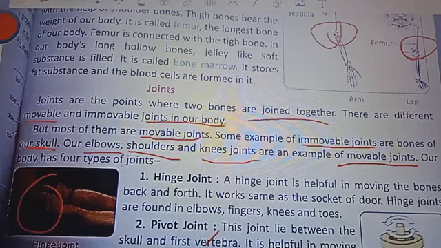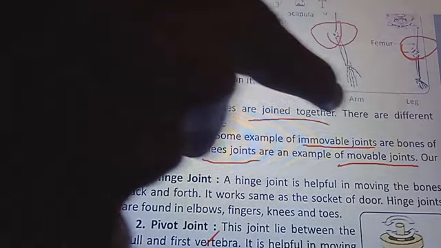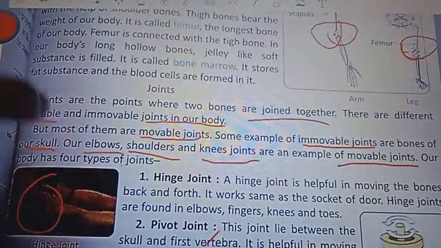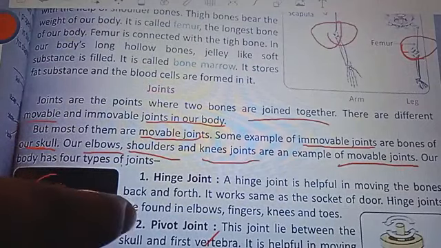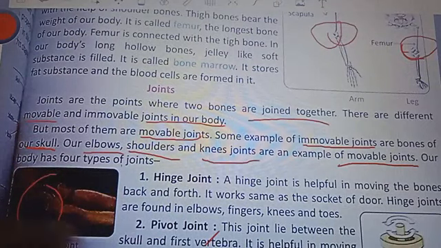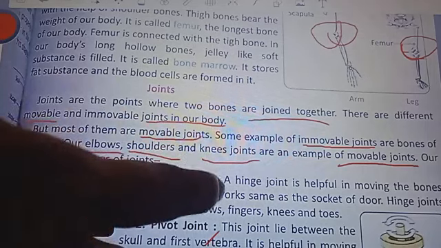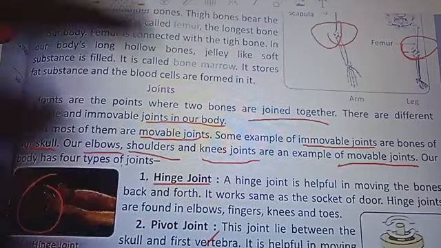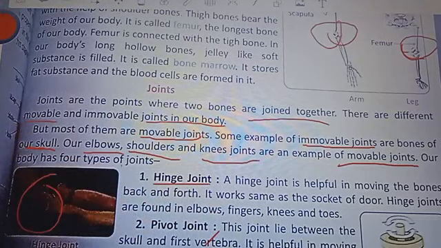Then our body has three types of joints. First, we said that there are movable and immovable joints, and now we are going to discuss that joints are of different types. Let's check the first one, that is the hinge joint. A hinge joint is helpful in moving the bones back and forth.